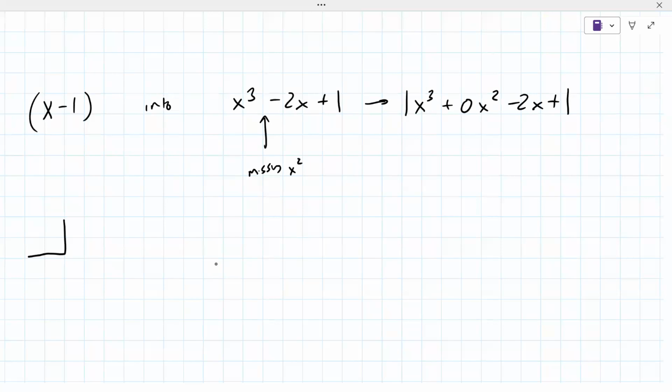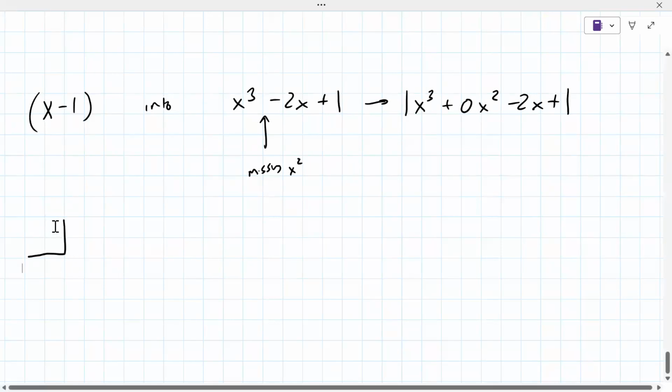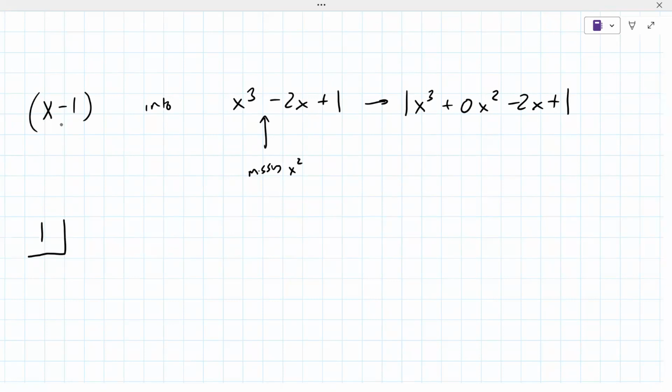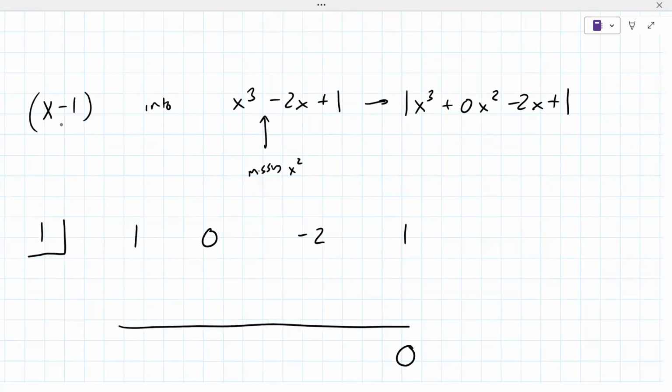Okay, so what goes in the box now? +1. It's whatever makes this zero, yeah, +1. And that's easy to get. And then you grab these coefficients here. You should get 0 at the end here. So why don't you give this a try, please?